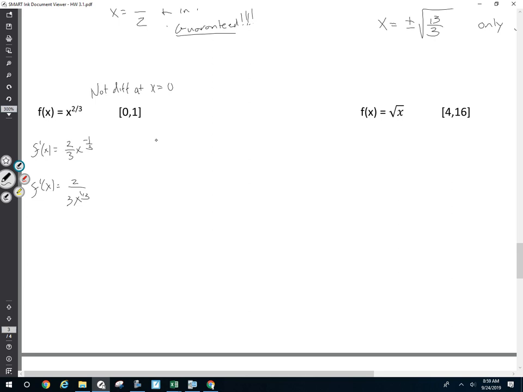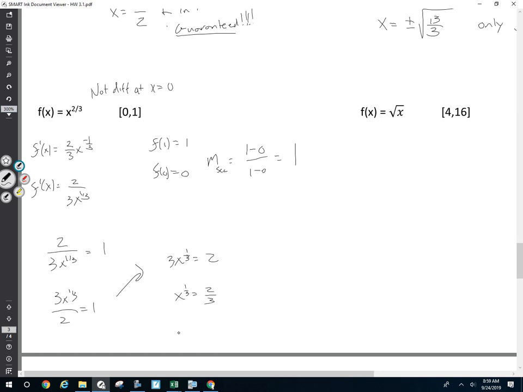So let's see, what is our secant slope? I have f of 1, which is 1. I have f of 0, which is 0. So I have the slope of the secant, which is 1. So I should be able to solve this and get a value that is between 0 and 1. Cube both sides, I get 8/27. 8/27 is in the interval.